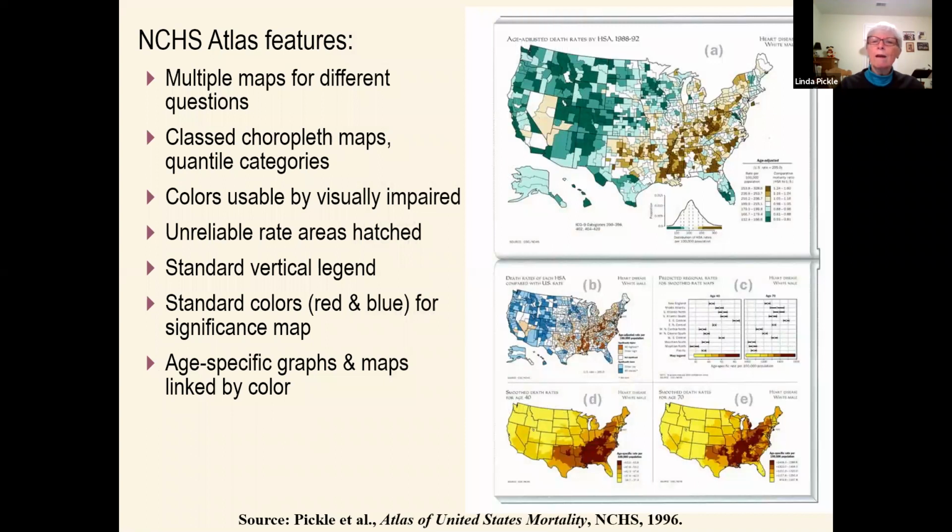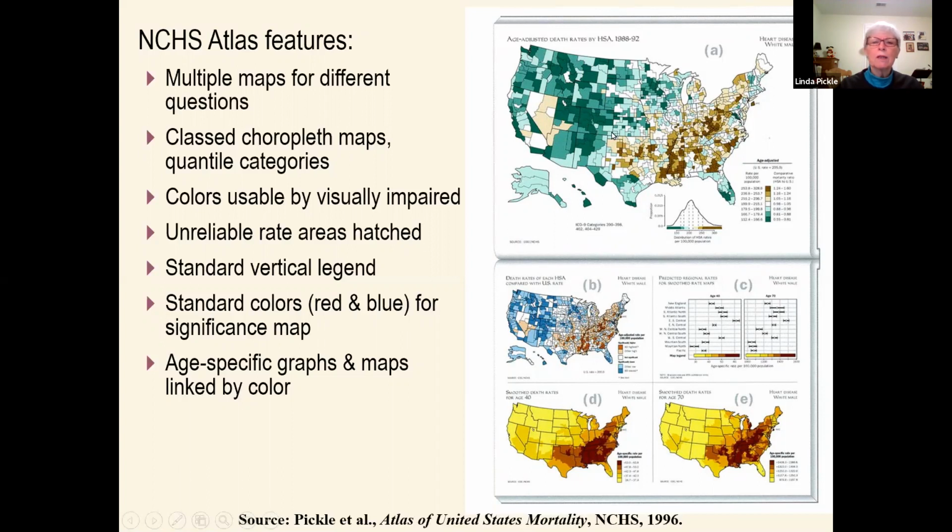So we applied those recommendations to the new, at the time, new NCHS Atlas for 17 major causes of death. It was a 2-page design, as you see here. So we have multiple maps to answer different questions. The top page was a full-page map of the age-adjusted rates. It's a classed choropleth map with quantile categories. The colors are usable by the visually impaired. You probably recognize this color scheme from my earlier ColorBrewer example. Unreliable rate areas are hatched.